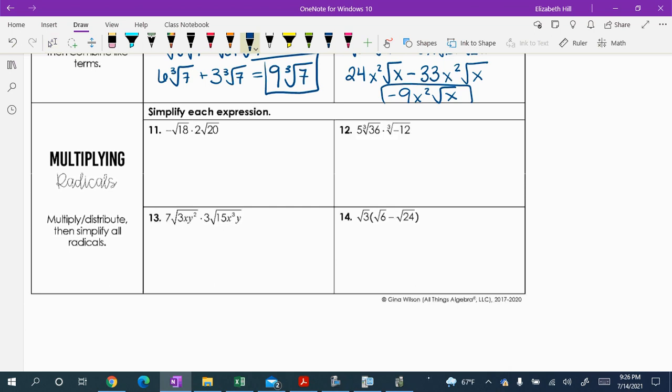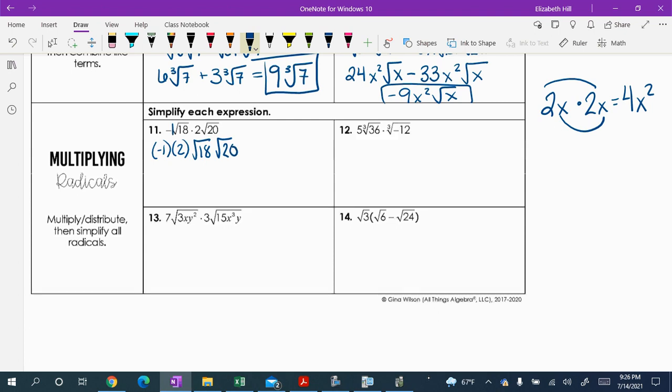When you take something like 2x times 2x, we get 4x squared. You're multiplying 2 times 2 and the x times x. Same thing is going to happen here. Now, here you got a negative 1. So I need to take negative 1 times 2, and then I have to take the square root of 18 times the square root of 20.